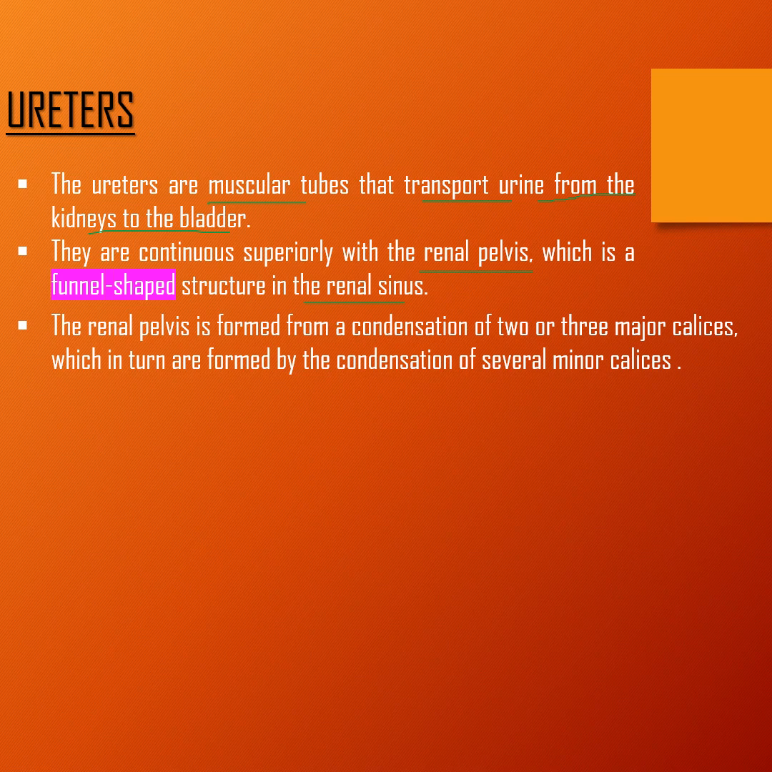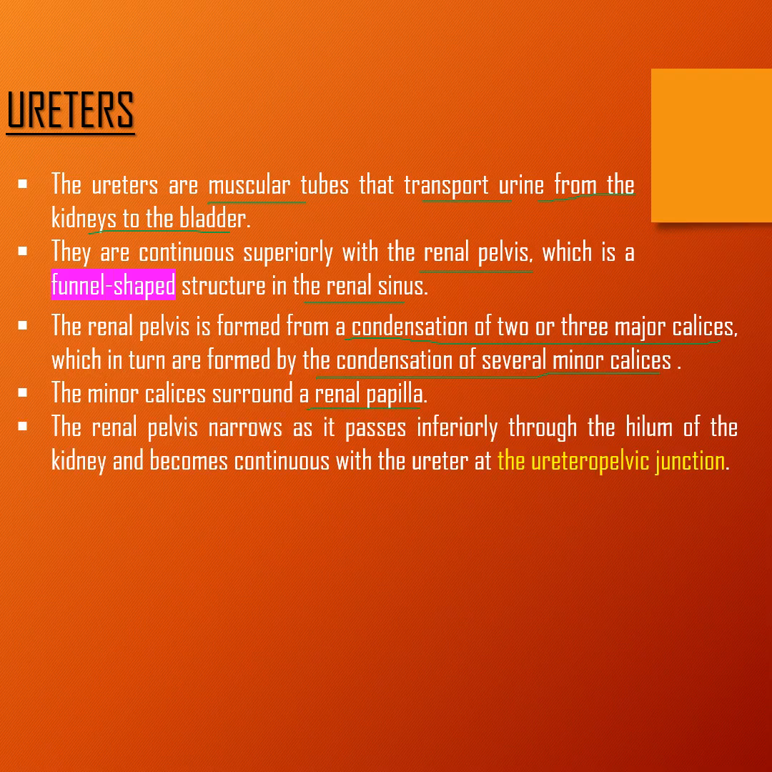The renal pelvis is formed from a condensation of two or three major calyces, which in turn are formed by the condensation of several minor calyces. The minor calyces surround a renal papilla. The renal pelvis narrows as it passes inferiorly through the hilum of the kidney and becomes continuous with the ureter at the ureteropelvic junction.